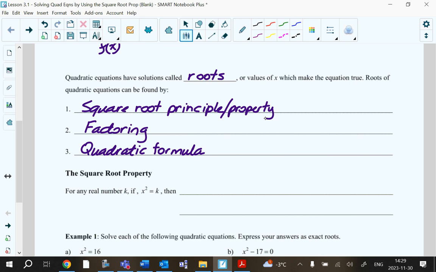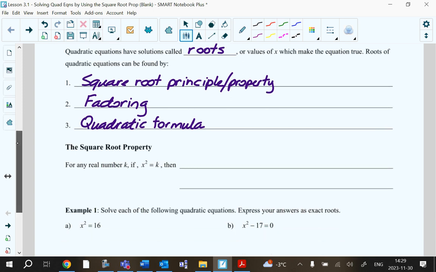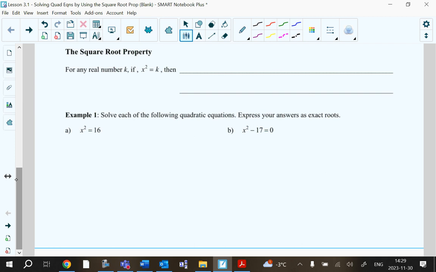Okay, before we talk about this one, you guys have actually done some quadratic equations before. Whenever you did Pythagoras, you always solved the quadratic equation. Because Pythagoras was always a squared plus b squared equals c squared. And as you did it, you ended up with a squared equals something, b squared equals something, or c squared equals something.